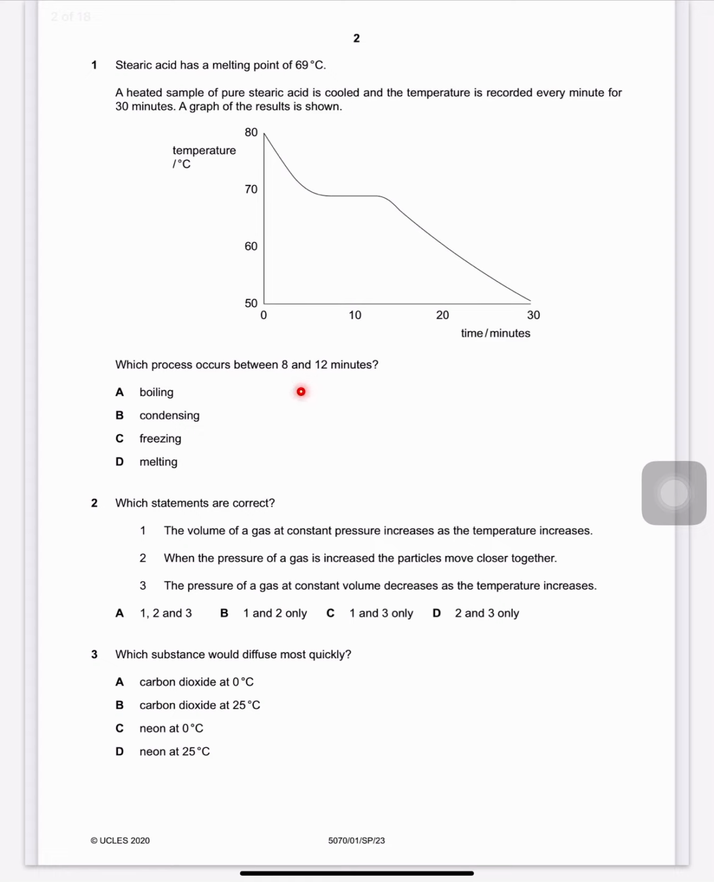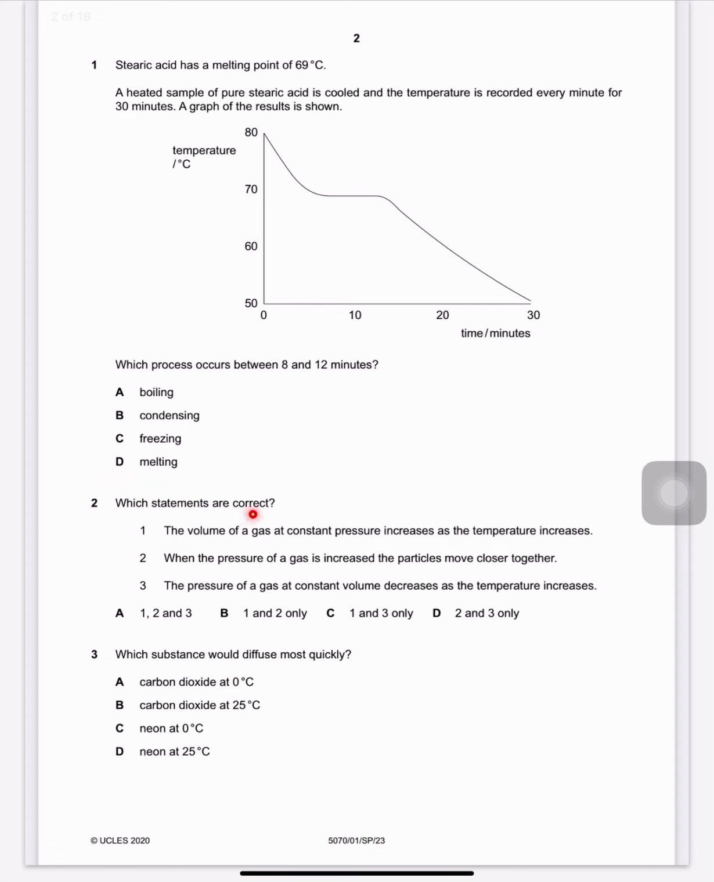Okay, we can see the temperature is going down, so it is called melting. Basically melting at 69 degrees Celsius is this, and this is the temperature of about 70, so it's nearly 69, I guess. If we look at this very carefully, this is the melting. D is the right option which is happening over here.